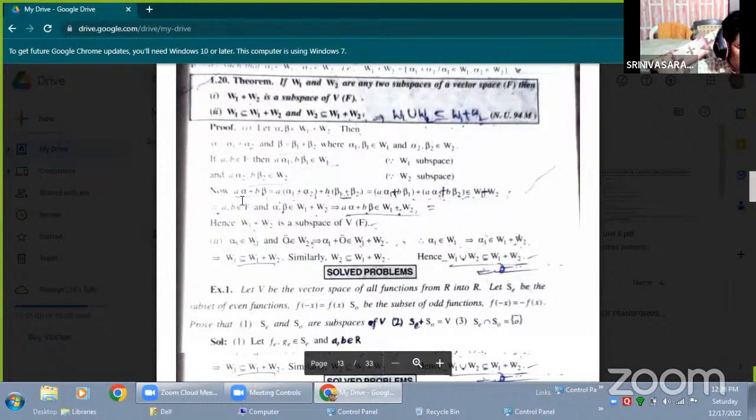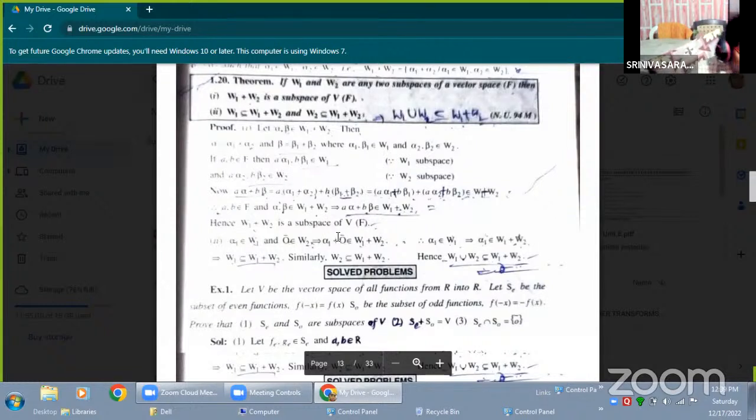Now substitute those elements in the subspace condition a alpha plus b beta. That is a times alpha 1 plus alpha 2, plus b times beta 1 plus beta 2. We get a alpha 1 plus b beta 1, plus a alpha 2 plus b beta 2, which belongs to W1 plus W2. Finally, the subspace condition is verified for the linear sum. Therefore, the linear sum is a subspace.